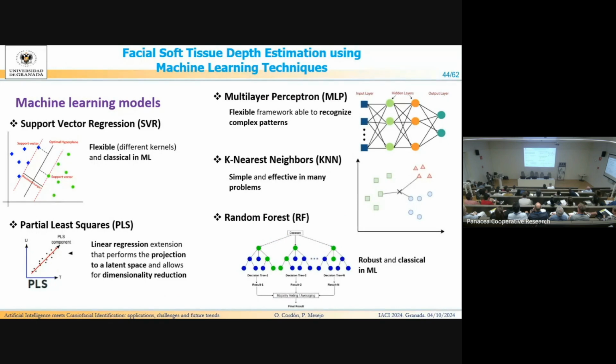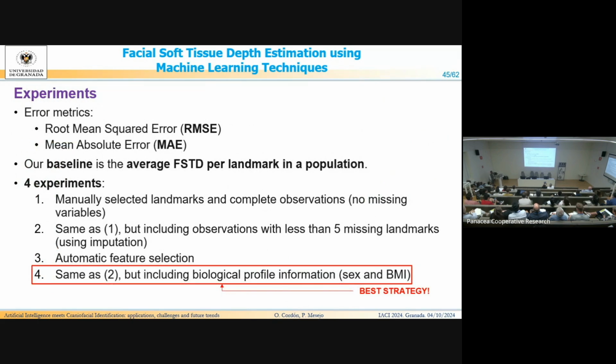So we were using different machine learning models like support vector regression, which is the extension to regression of support vector machines that were designed for binary classification, partial least squares, which is an extension of linear regression, multi-layer perceptron, a neural network, k-nearest neighbors, random forest. And we were using the root mean square error and the mean absolute error as error metrics. On the baseline, our main competitor was the average facial soft tissue depth per landmark in a population.